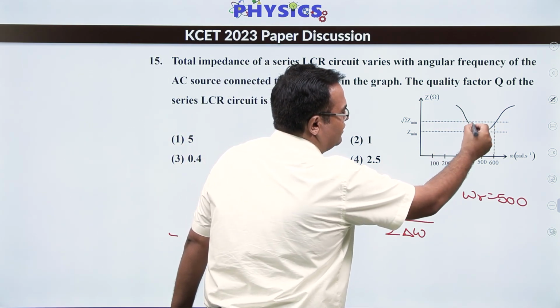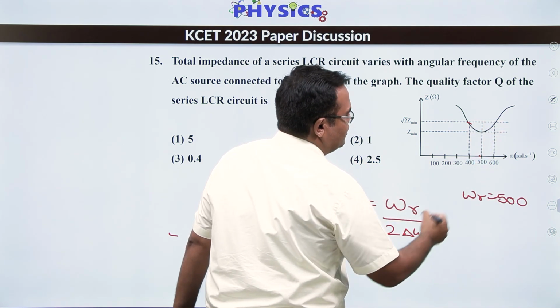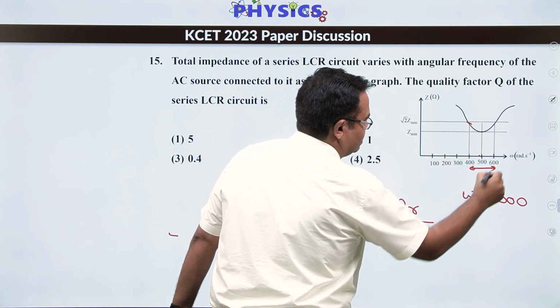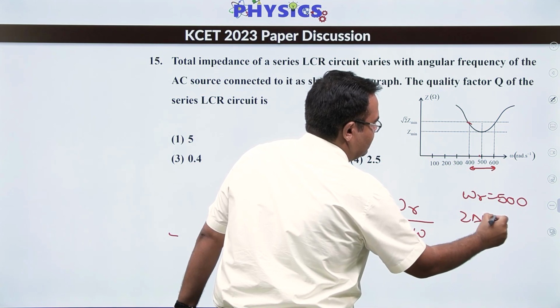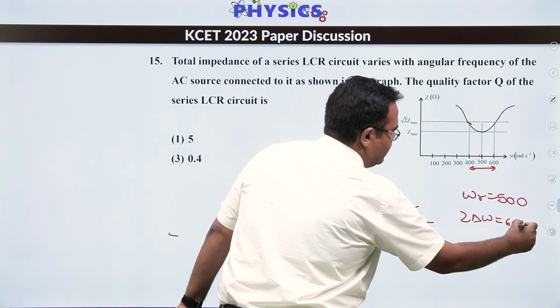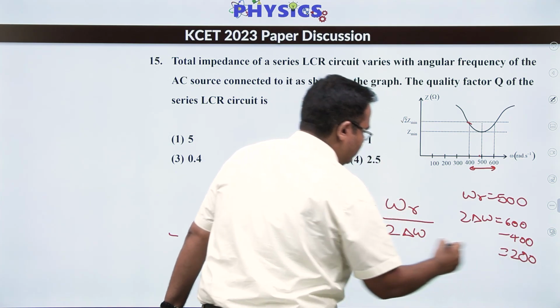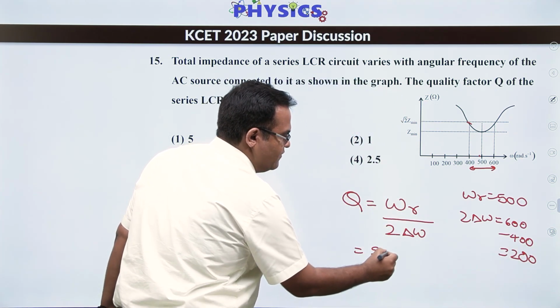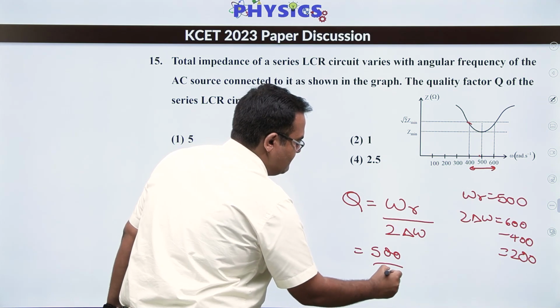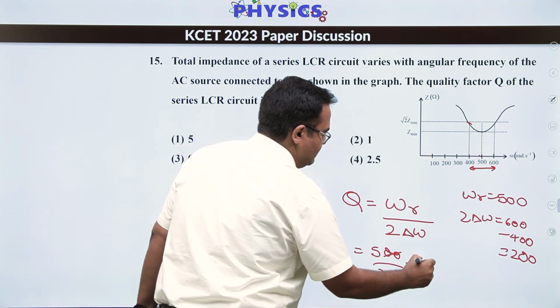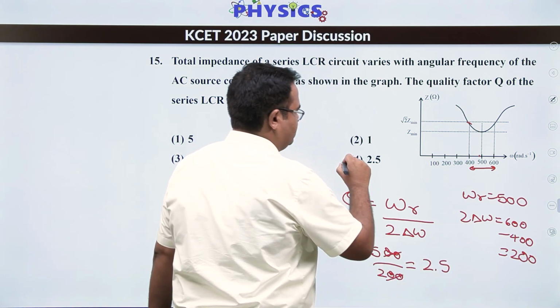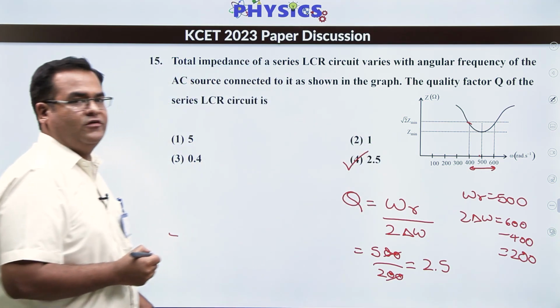So if you see, we are getting that 2 delta omega will be what? This value. So 2 delta omega would be 600 minus 400, which is 200. So quality factor will come out to be 500 by 200, which will become 2.5. Hence answer should be 4, 2.5.